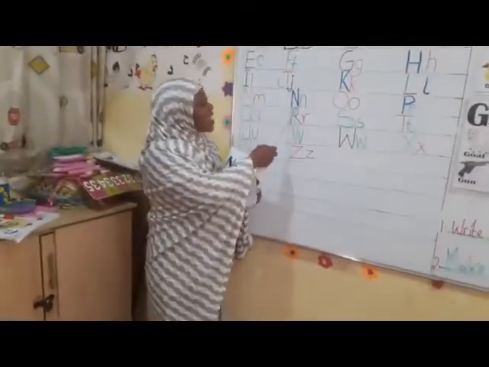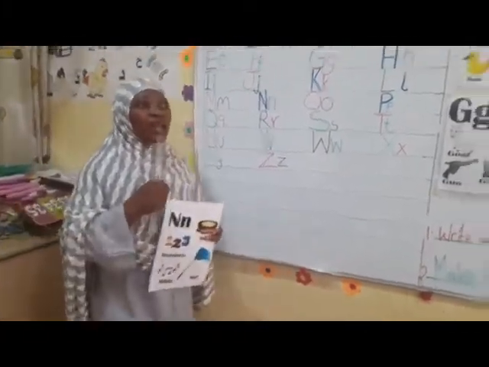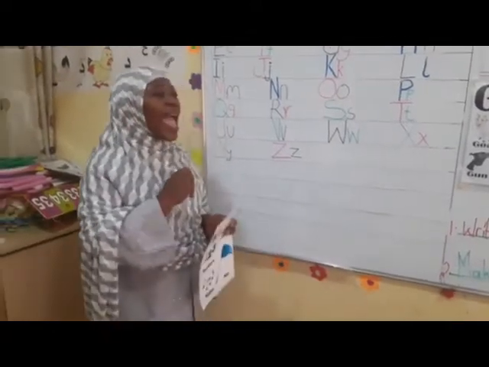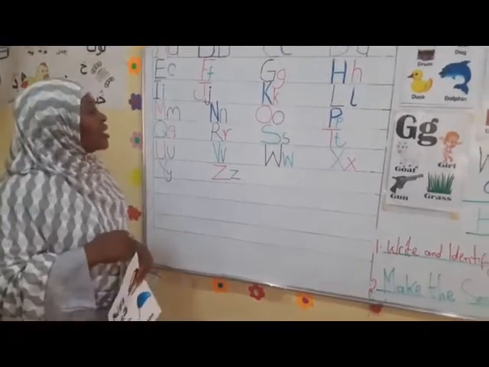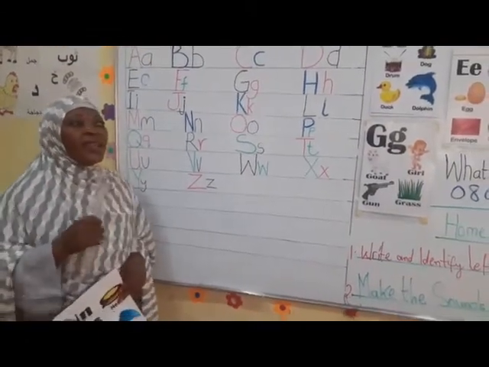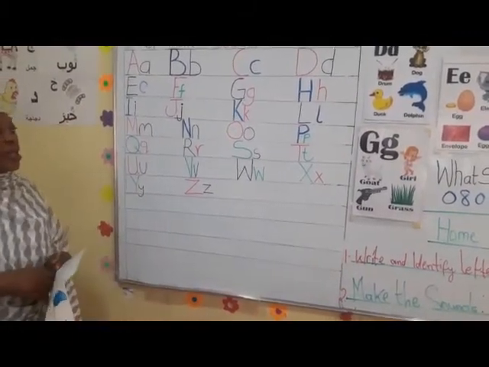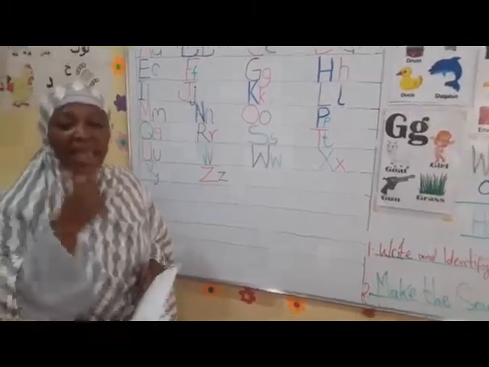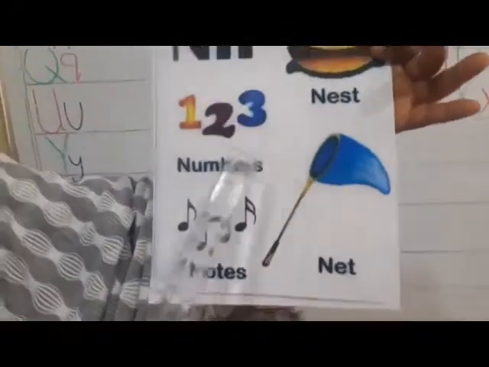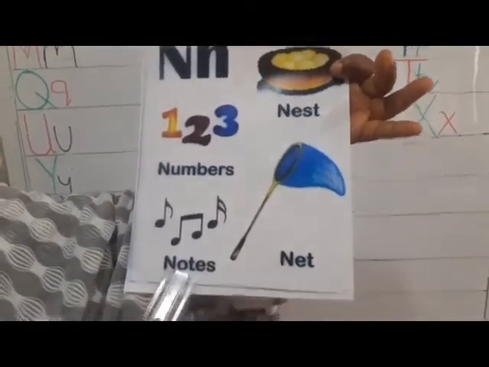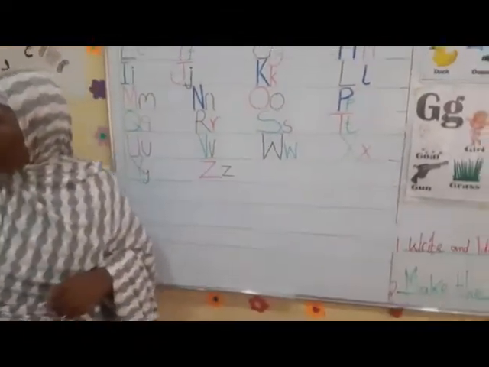The next letter is letter N. Can you all pronounce it? Your tongue touching the upper palate. Letter N. What is the sound? It sounds mmm. The tongue is still touching the upper palate and the sound is coming from your nose. As in nose. As in numbers. As in nest. As in nut. As in net. Good. Mashallah. Let's go to the next one.